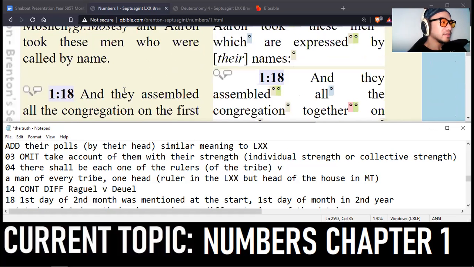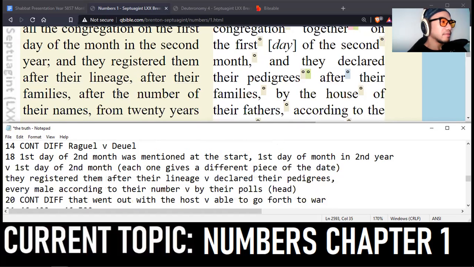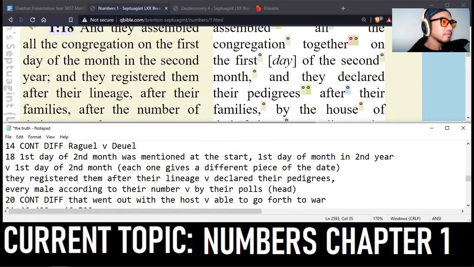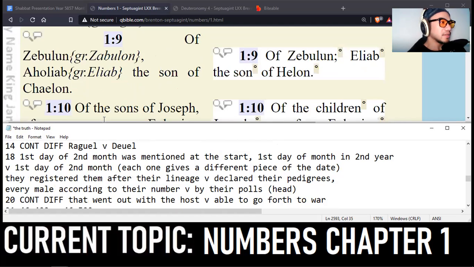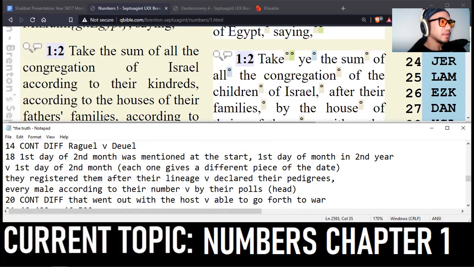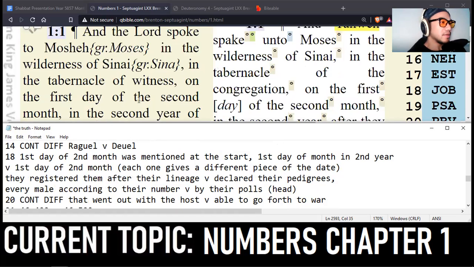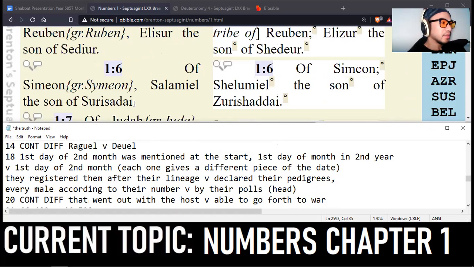Verse 18 says, first day of the second month. First day of the month in the second year. Okay. First day of the month in the second year. That's the timeline that is given. This was given at the start, I believe the start of the chapter, if I'm not mistaken. Let's see if it mentions it here. Yeah, first day of the second month. So that's verse 1 in the Septuagint.